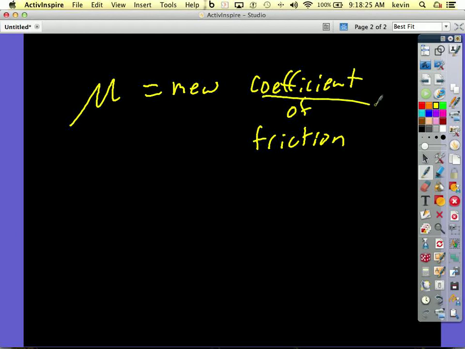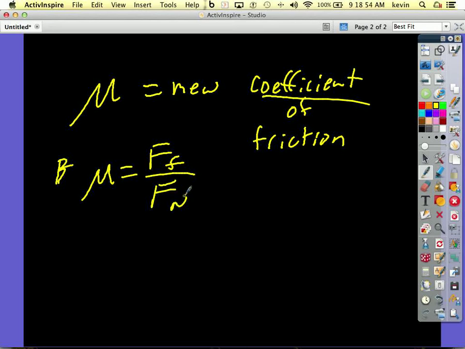Now, what does the word coefficient mean? It's in front of the number. Sorry? It's in front of a variable. Yeah, that's true. It's in front of a variable. Oh, that's why they call it that, because it's usually in front of the normal force. And the equation says mu is the ratio of the frictional force divided by the normal force.